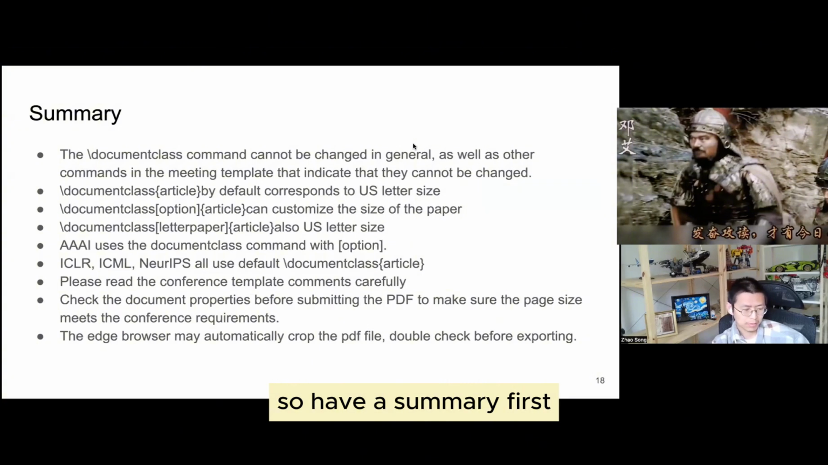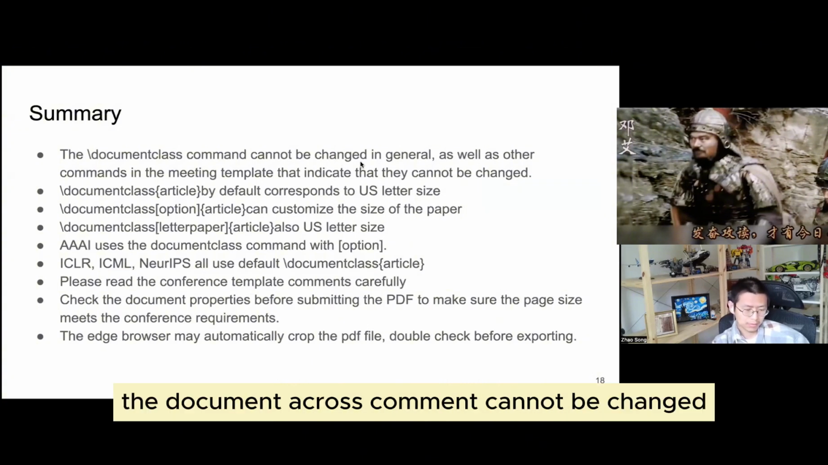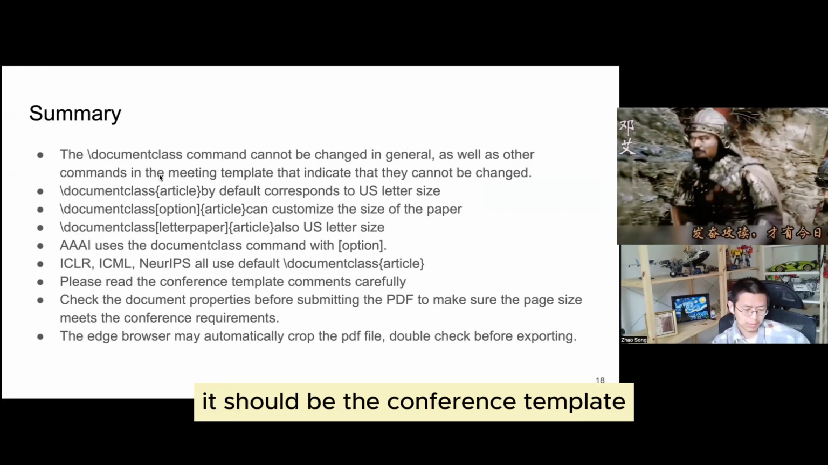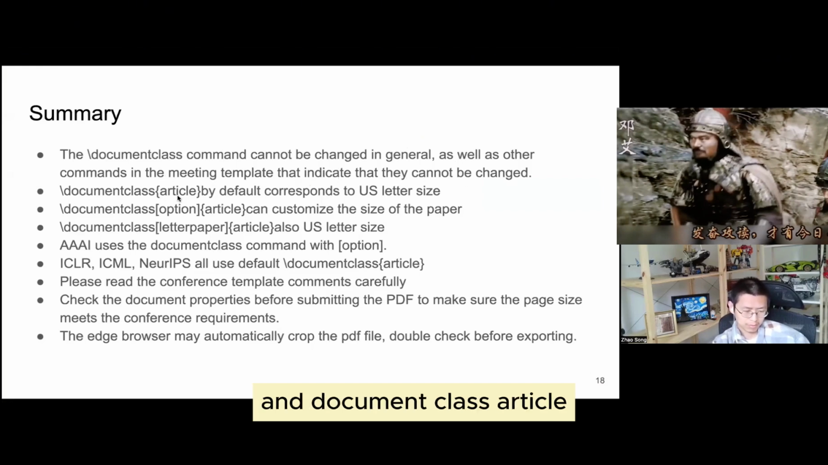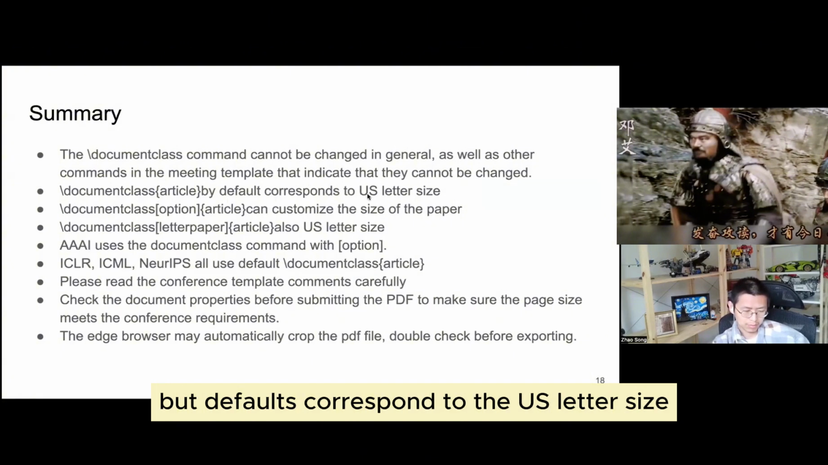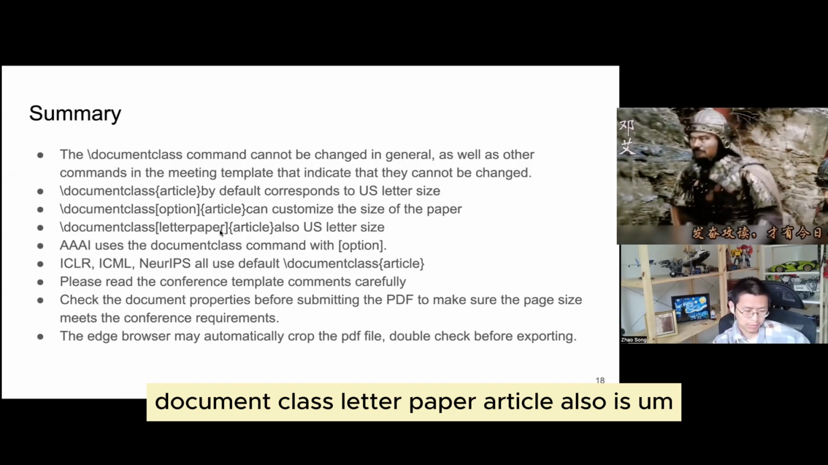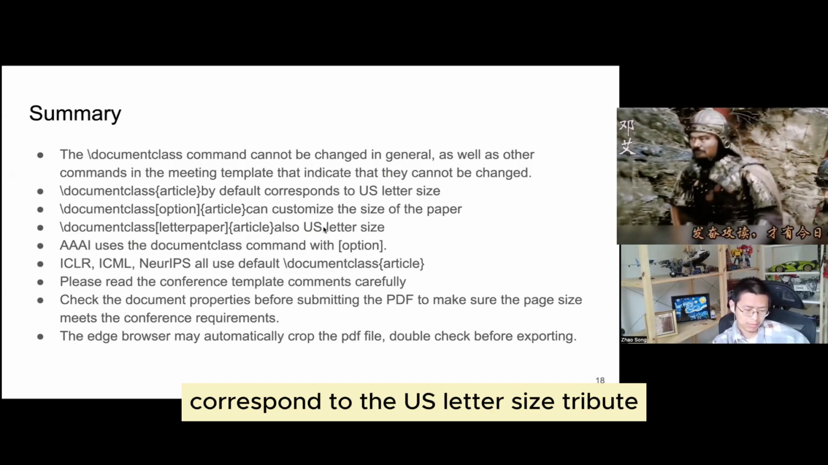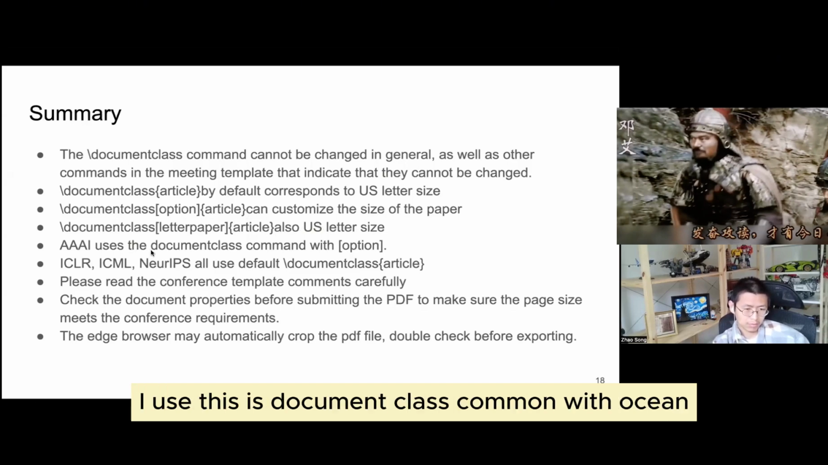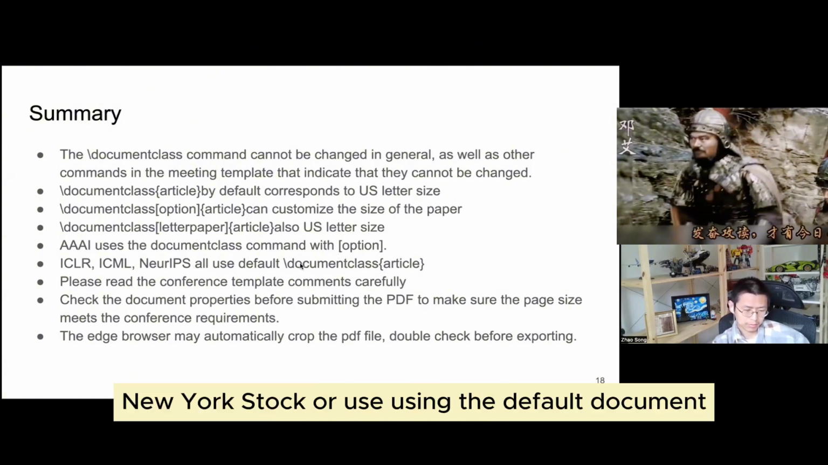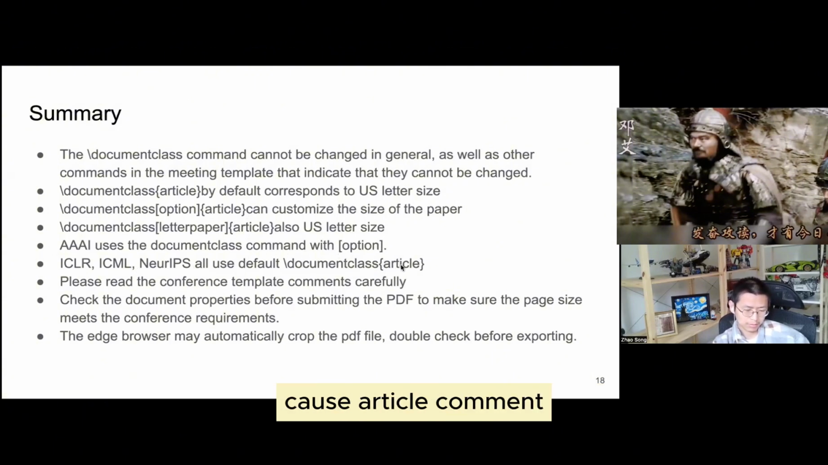So let's have this summary. First, the document class command cannot be changed in general, as well as other comments in the template. Oh, sorry, it is a table. It should be the conference template that indicates that they cannot be changed. And document class article by default corresponds to the US letter size. Document class with an option can customize the size of the paper. Document class letterpaper article also corresponds to the US letter size. AAAI uses the document class command with an option. CLeaR, ICML and NeurIPS all use the default document class article command.